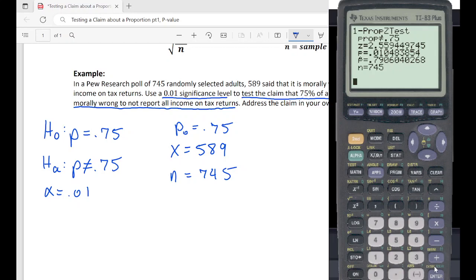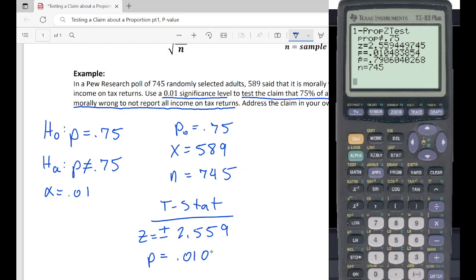It comes up and gives us a test statistic of z equaling 2.559. But because it's a two-tailed test, we say that this is plus or minus 2.559. So z equals that. And we also have a p-value of 0.0105. So p equals 0.0105. And that's all we need from the calculator.